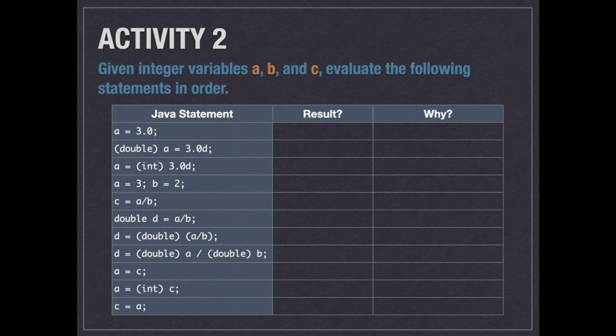There's no data type mismatch. A and B are integers. 3 and 2 are integers. That's a perfectly good line of code.